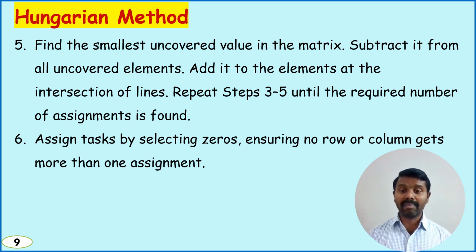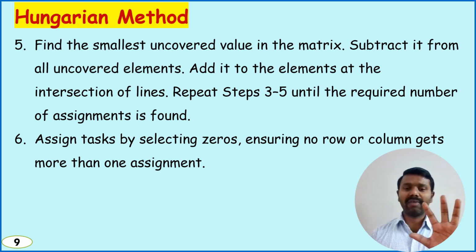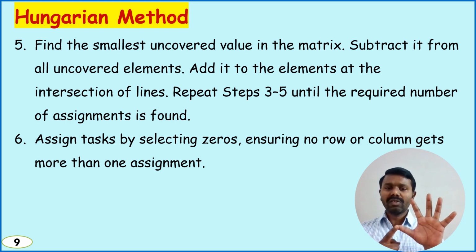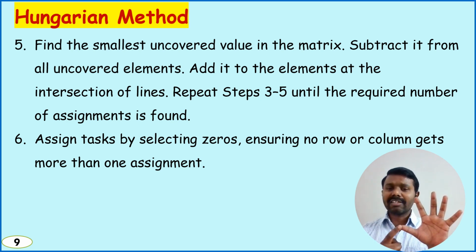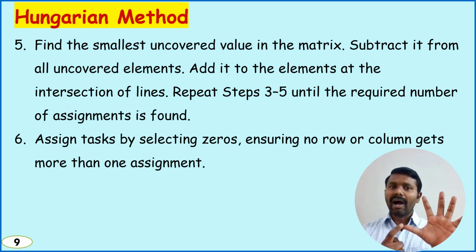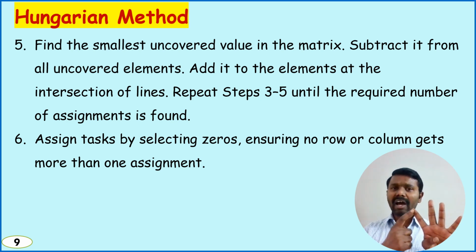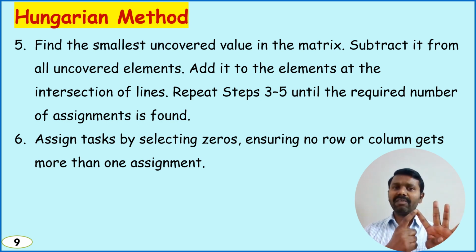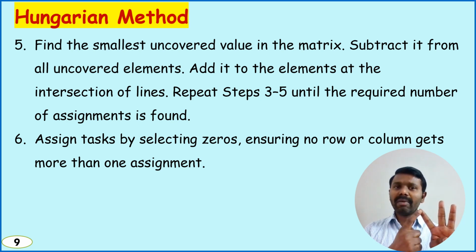So here we need to remember 5 points. The first point: identify the smallest element in the row and subtract it from all the elements of that row. In that way, in all the rows the smallest value will be subtracted. Then you go to the column operation. In the column operation, you first go to the first column, identify the smallest value, and subtract that value from every element of that column. Likewise, you subtract in all the columns.